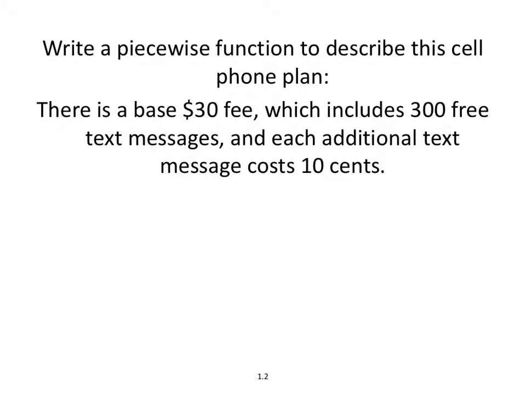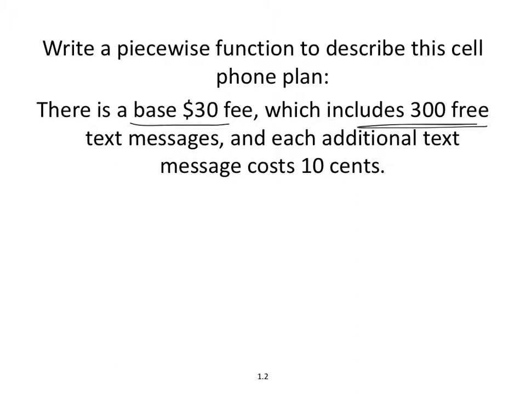So here we're going to write a piecewise function to describe this situation. They get some cell phone plan back in the old days here. This is how they used to operate. There's a base fee of $30. So if you get the plan, you get the first 300 text messages for the $30.